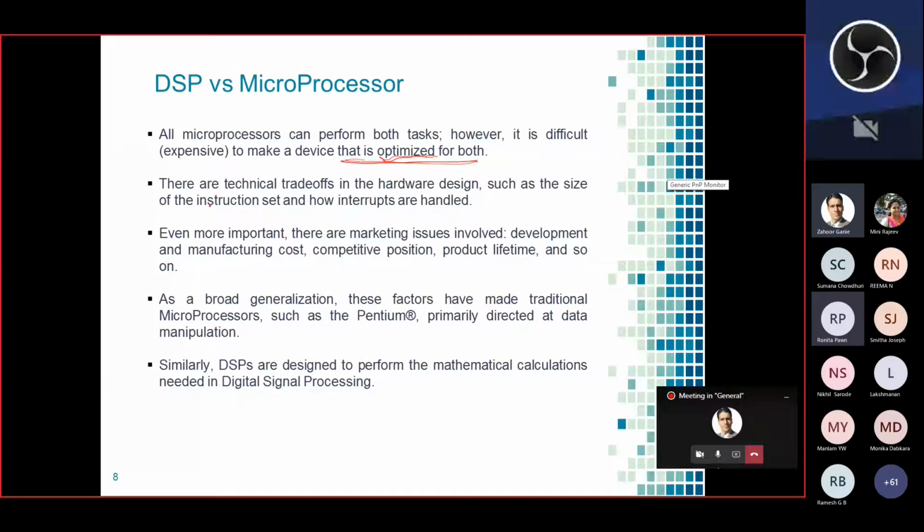There are some technical trade-offs in the hardware design, such as the size of the instruction set and how interrupts are handled. Based on this, your processor will depend on whether it can perform data manipulation as well as mathematical calculations together in an optimized way. And the other thing, you may have marketing issues: if you want to focus more on mathematical calculations, it may cost you more, or product lifetime also varies accordingly.